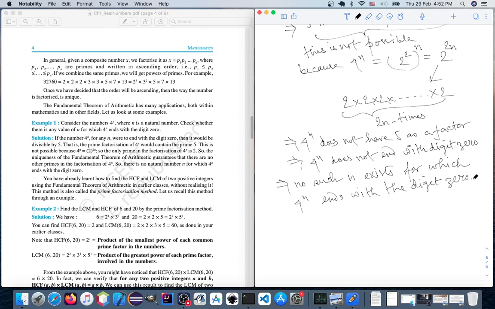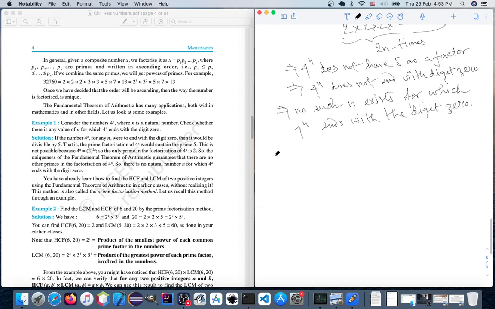Now it says that you have already learned how to find HCF and LCM of two positive integers using the fundamental theorem of arithmetic in earlier classes. So in earlier classes, you must have already learned how to find HCF and LCM of two positive numbers using this fundamental theorem of arithmetic, but maybe here you have not realized it. It says that this method of finding the HCF and LCM of two positive numbers by using the fundamental theorem of arithmetic is known as the prime factorization method.